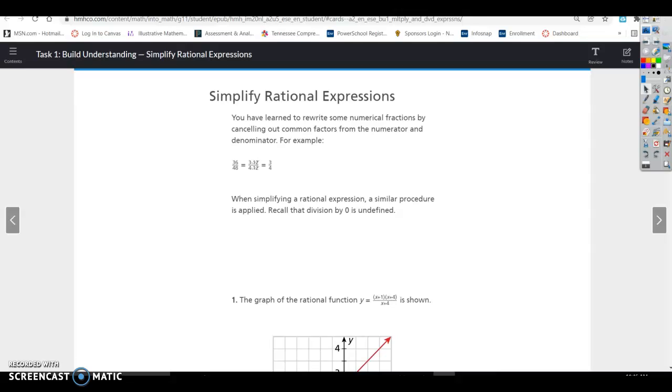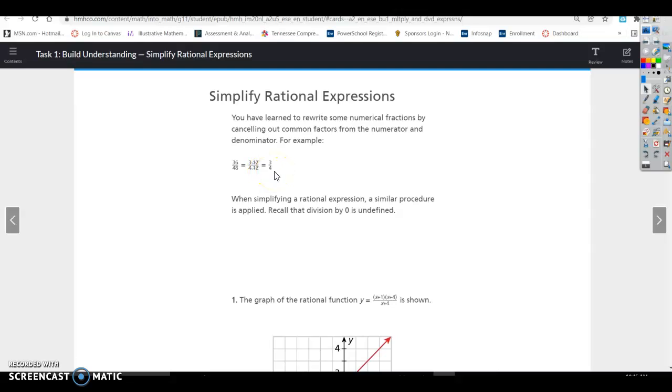Lesson 12.1, Task 1. Simplify rational expressions. You have learned to rewrite some numerical fractions by canceling out common factors from the numerators and denominators. For example, 36 over 48, both are divisible by 12. 12 goes into 36 3 times, and 12 goes into 48 4 times. So 36 over 48 can be reduced to 3 over 4.